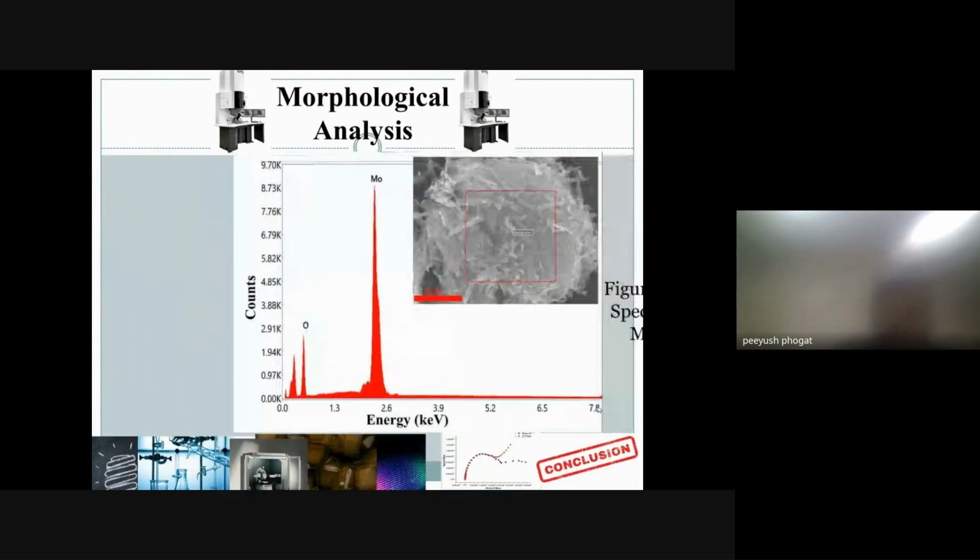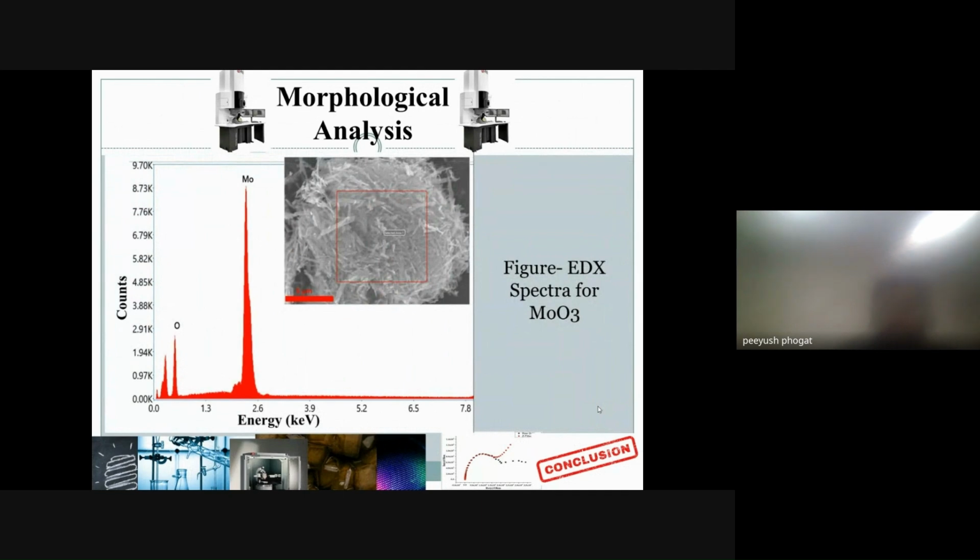Now, for the EDX part, you can see that there is the presence of molybdenum and oxygen, which confirms the presence of molybdenum trioxide. And the other peaks are of carbon, because we have used carbon tape to sprinkle the particle for the analysis.